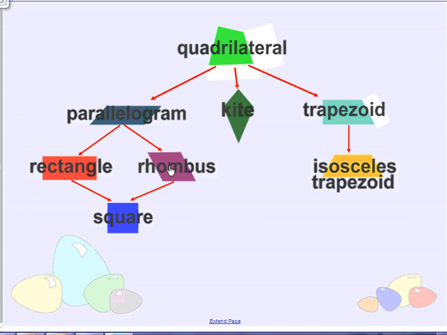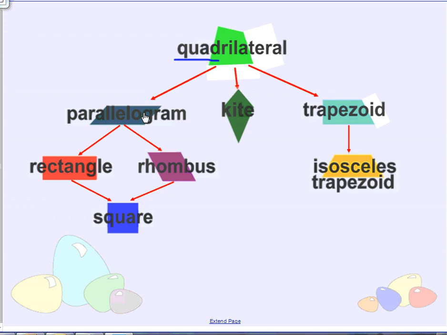First off, what's a quadrilateral? Well, a quadrilateral is a four-sided figure. That's where the prefix quad comes into play. That tells us it's a four-sided figure. From here, we have some different shapes that come out of quadrilaterals.